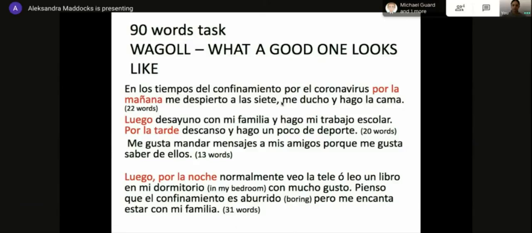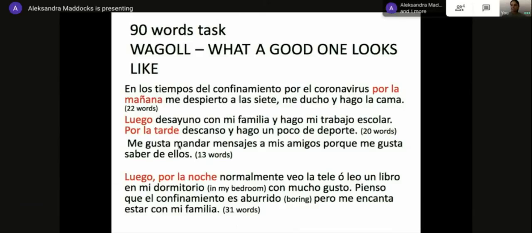Done. One simple sentence. Luego, later, desayuno con mi familia y hago mi trabajo escolar. So, por la tarde, descanso y hago un poco de deporte. 20 words, two sentences. Later, I have breakfast with my family, I do my schoolwork. In the afternoon, I have a break and I do a little bit of sport. See, all these words put together from the former slide, all these words I'm putting into one common context.